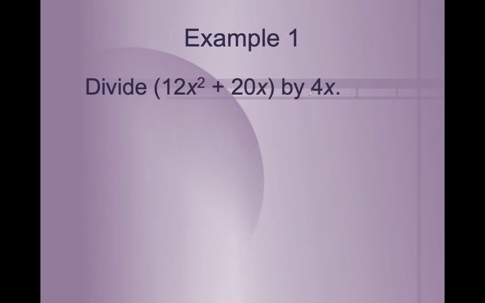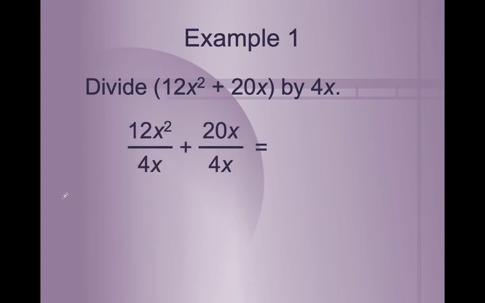So let's look at an example. Divide 12x squared plus 20x by 4x. What does that look like? They didn't write it out here, so I will write it: 12x squared plus 20x, all being divided by 4x. Technically this is a binomial, but it's still a polynomial. So in order to divide it, you have to take each separate term and divide it by the denominator. Plus, because there's a plus sign right there, what is the second term? The second term is 20x. I need to divide that by 4x as well.